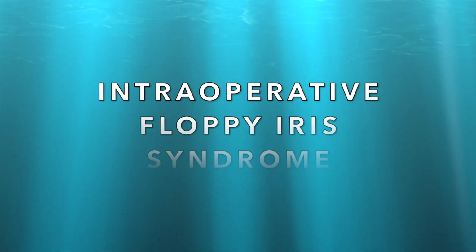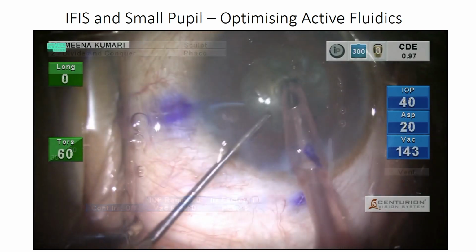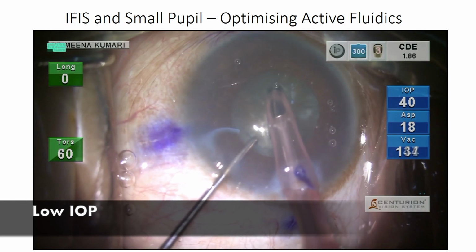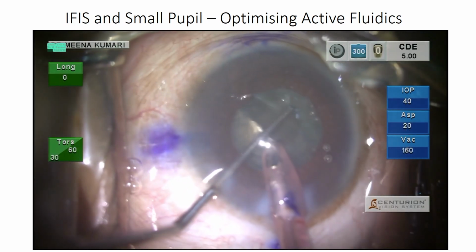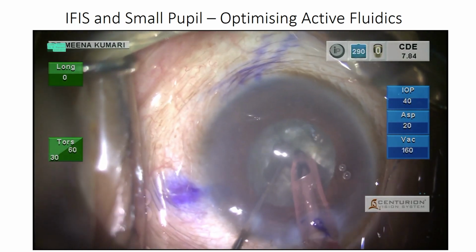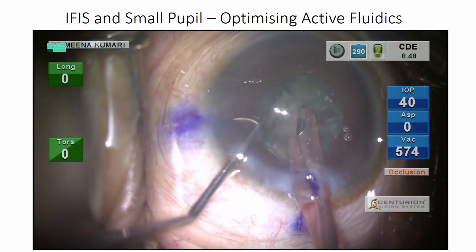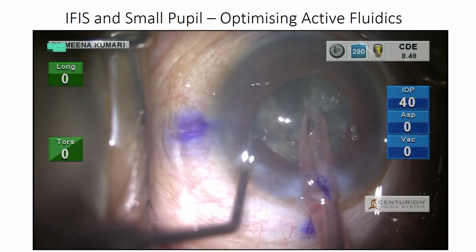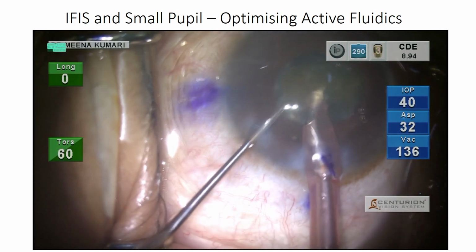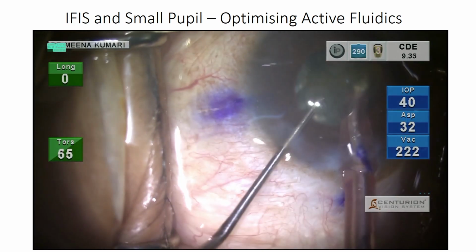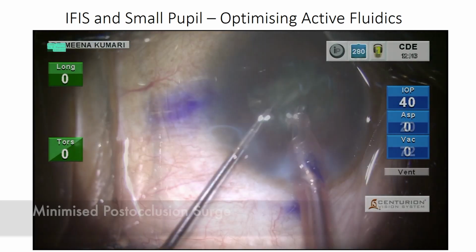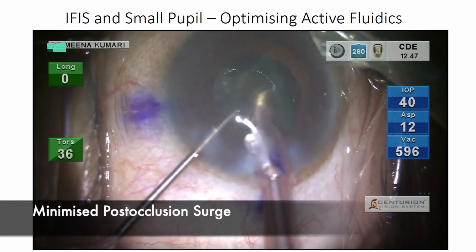The increased turbulence in gravity fluidics causes progressive intraoperative miosis in cases of intraoperative floppy iris syndrome. But with the availability of low intraoperative pressure and the neuronal feedback mechanism via the pressure sensors, turbulence and post-occlusion surge have been minimized, thereby reducing the incidence of intraop miosis. So this helps maintain a constant pupillary size throughout the surgery.